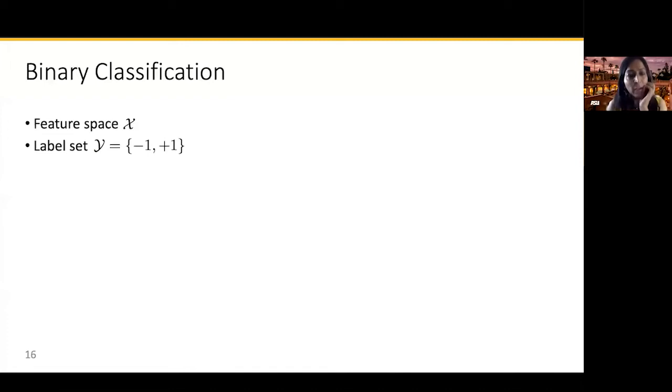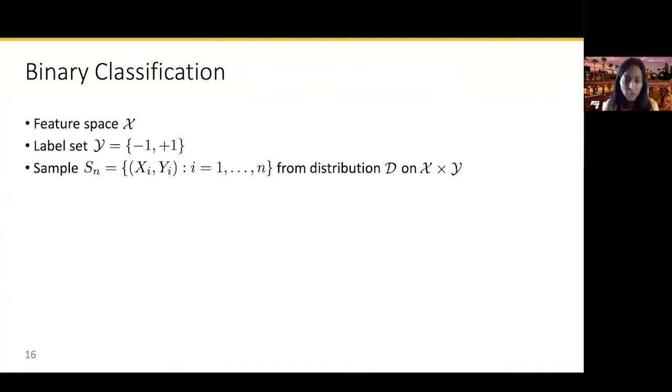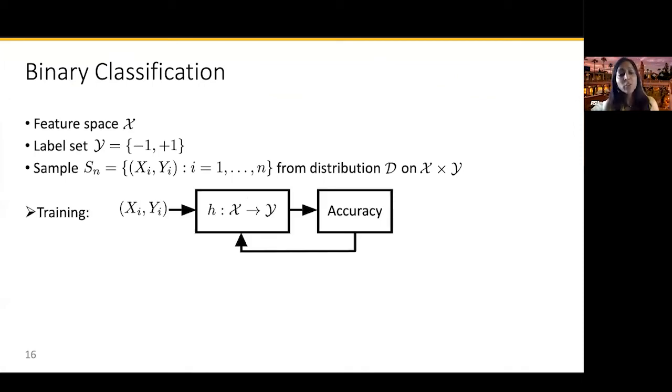So very broadly generalizing that, you have a feature space X, and X could be arbitrary, could be in some d-dimensional space. And your label set, we're just looking at binary without any loss of generalization, +1, -1, right? So in the supervised setting, you have a sample of n examples that you use, and you assume that they come from the same distribution on X and Y, right? So you train, and your goal is to learn H, a mapping from X to Y.